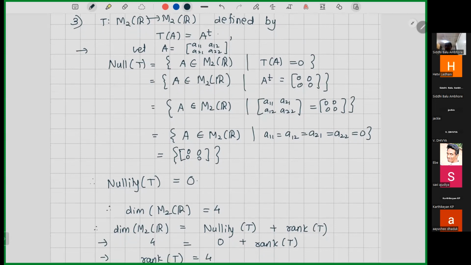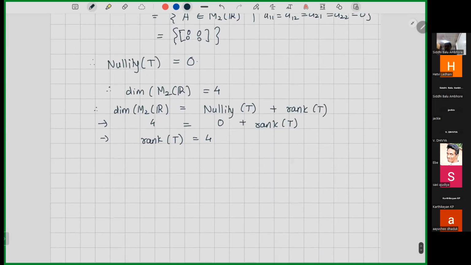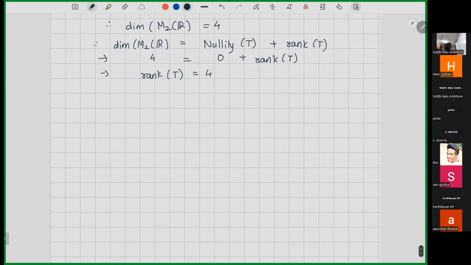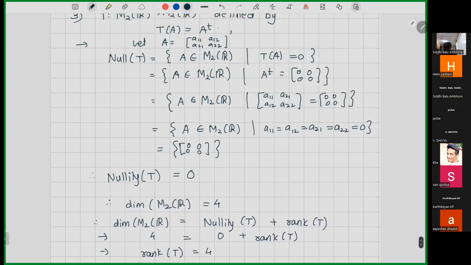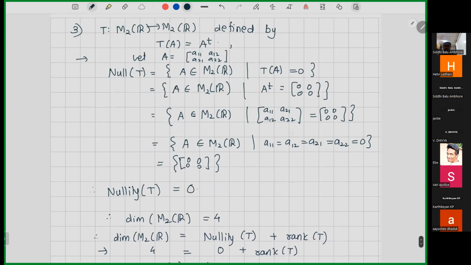This was quite quick because we immediately got everything, because the null space was just the 0 element. Okay, but the matrix is 2 cross 2, right? Then how about the rank? Okay, so the rank of the transformation is 4.